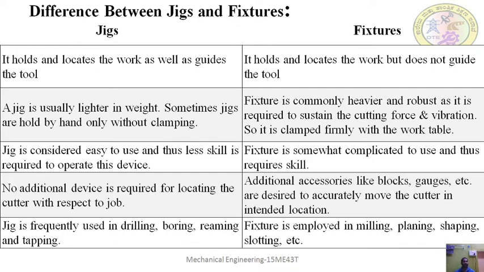in the case of jigs. Jigs are frequently used in drilling, boring, reaming and tapping operations. Jigs are mainly used in drilling operations because it is easy to guide the tool by providing a hole. Boring and similar kinds of operations are done using jigs. Whereas milling, planing, shaping, producing flat surfaces, all these things are done using fixtures.